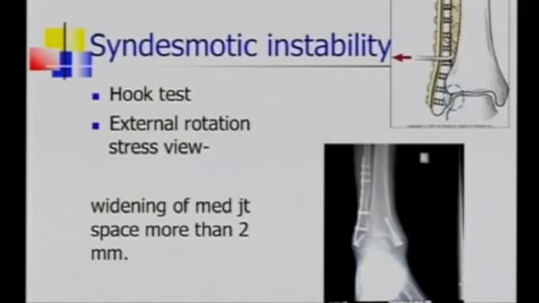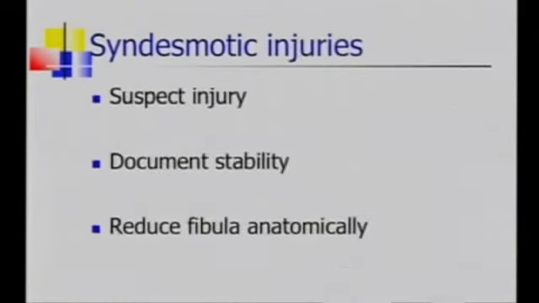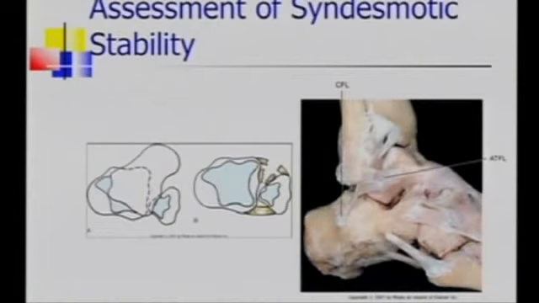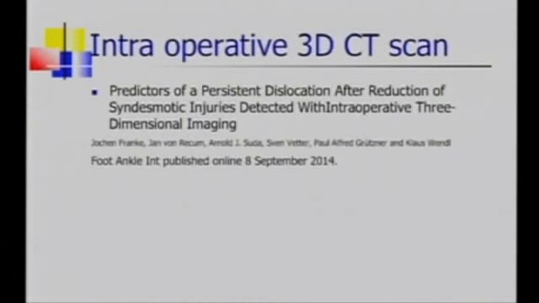Now the syndesmosis, even look at the syndesmosis, not only the fractures. If you suspect it, treat it and reduce the fibula anatomically. Reduction of the fibula anatomically is very important. That means you should see the fibula reduced into the tibial notch anatomically. That is very important. Some people talk about intraoperative 3D CT scan.